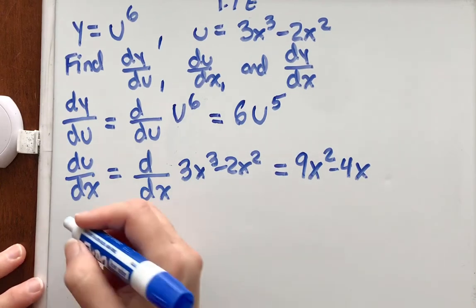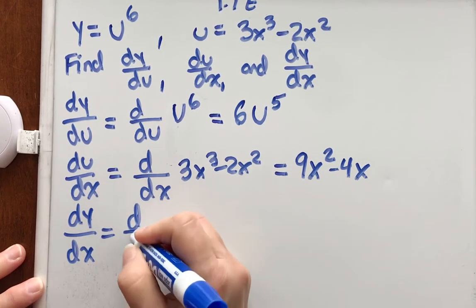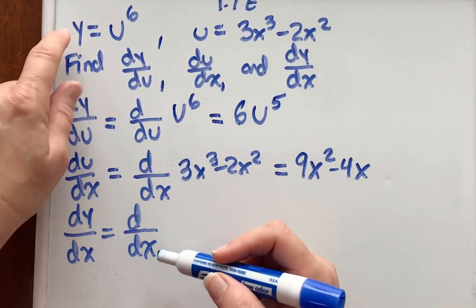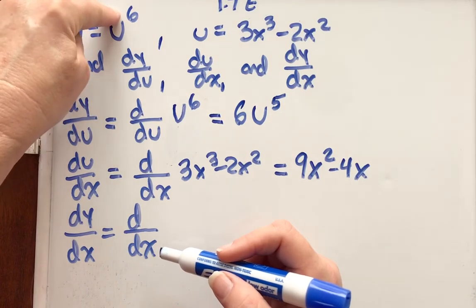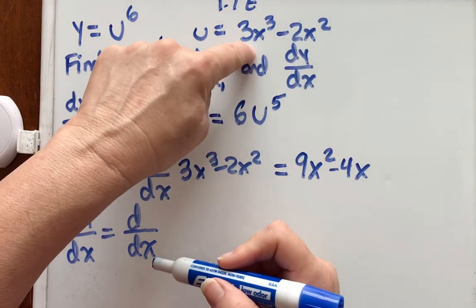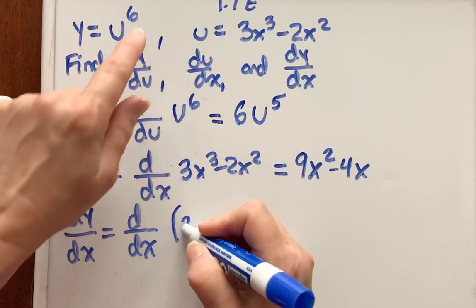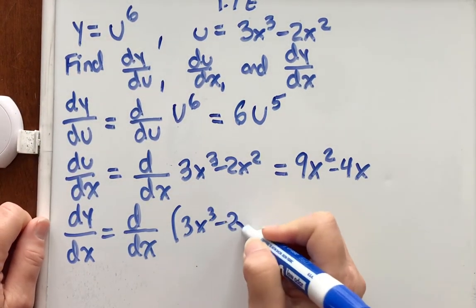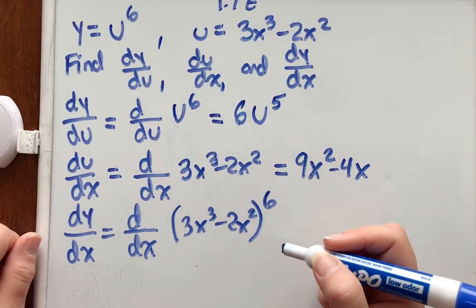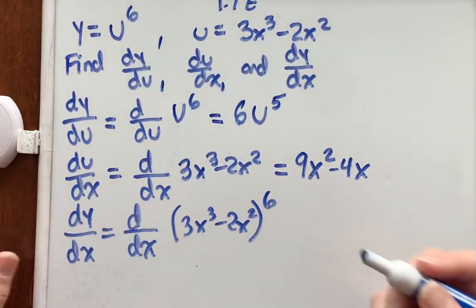All right, let's do the last one, dy/dx. This is what we're most used to looking at. So this would be d/dx. And now we need y as an output, but we need x as an input. Here we have y as an output, a u for our input, and we need an x. Well, u equals this, so now we have x's. So we put that in terms of this u right here. So this is going to be 3x cubed minus 2x squared, all to the 6th power. Because y is u to the 6th, and each u is this, so this goes to the 6th power.